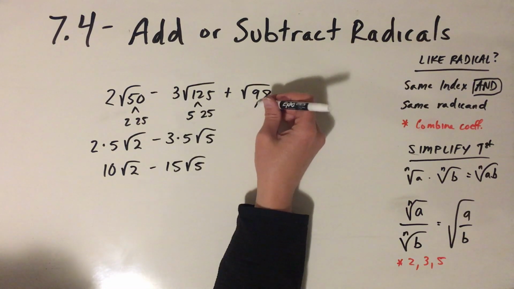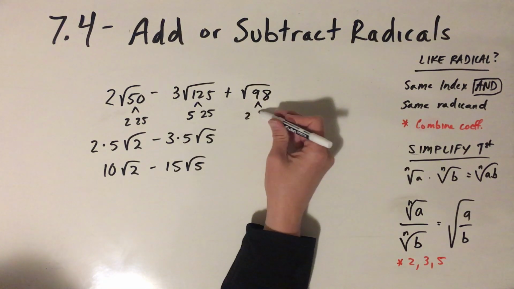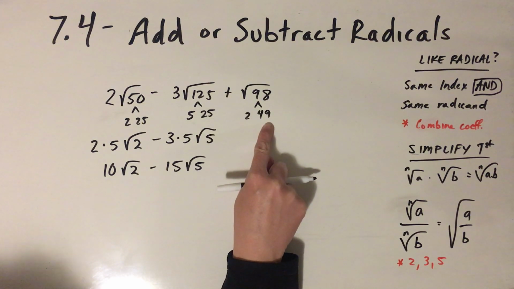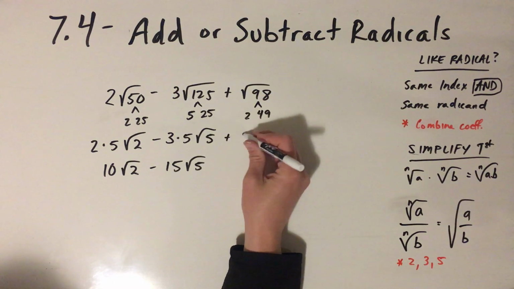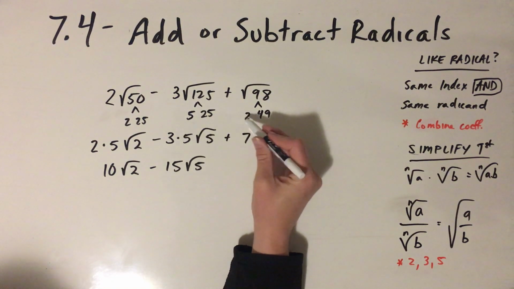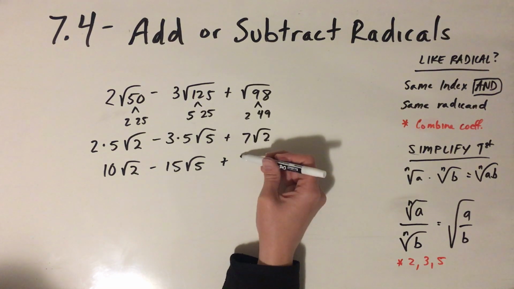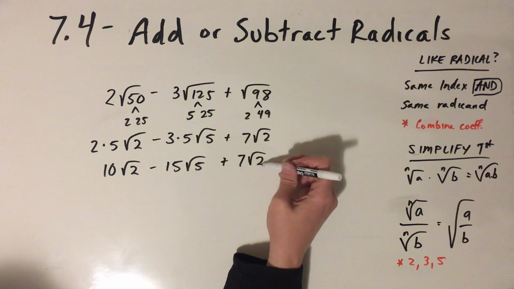Okay, then I'm going to look at this 98. I'm going to start with a factor of 2. We get 2 and 49. 49 is a perfect square, one of them that you should have memorized. The square root of 49 is 7. So 7 is going to come out. This 2 has to stay under. So there's nothing more that I can do to simplify that.